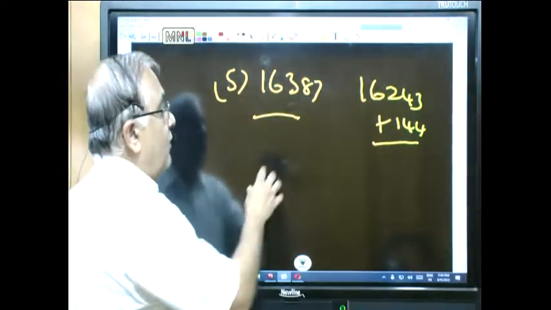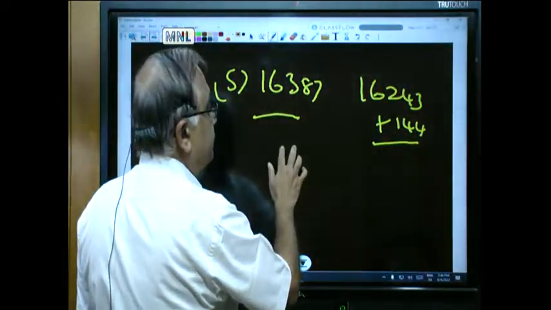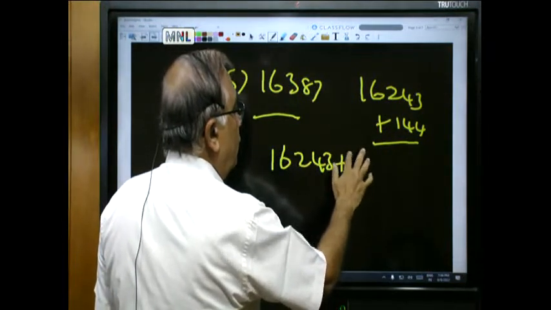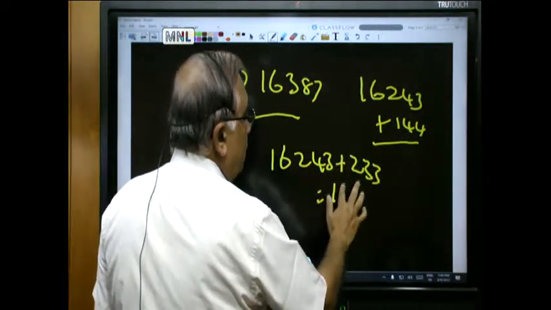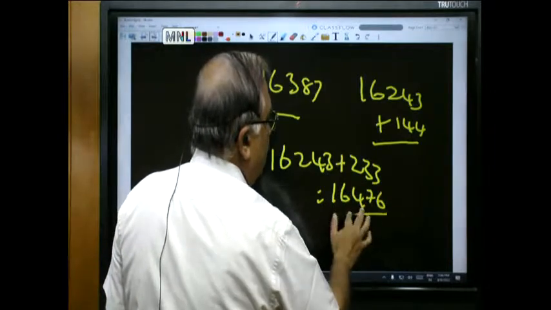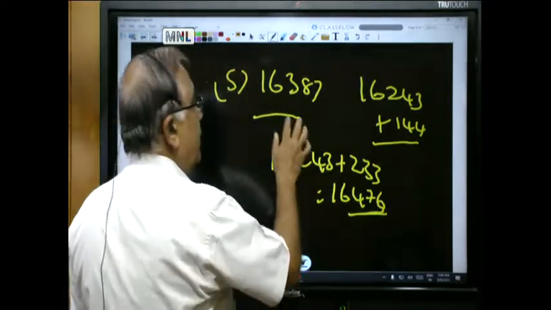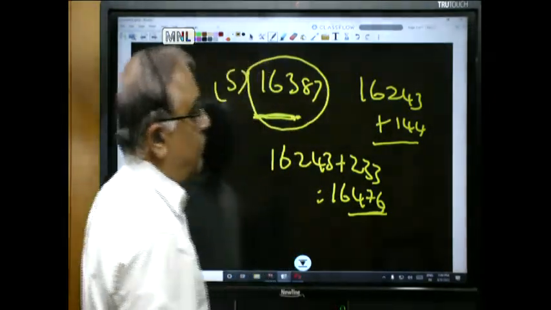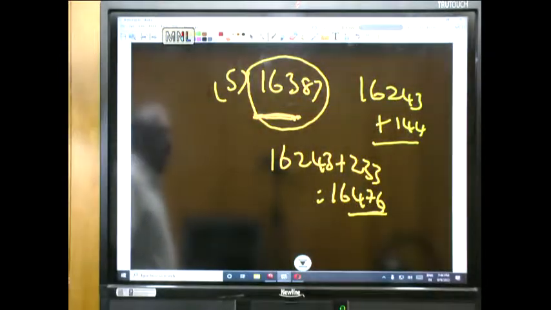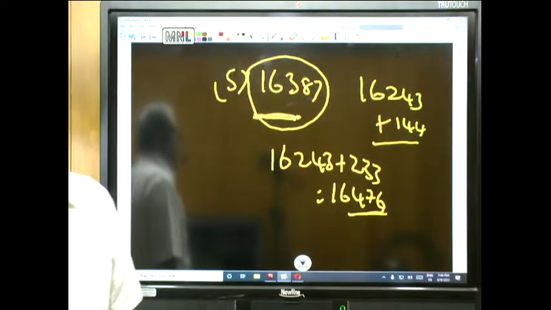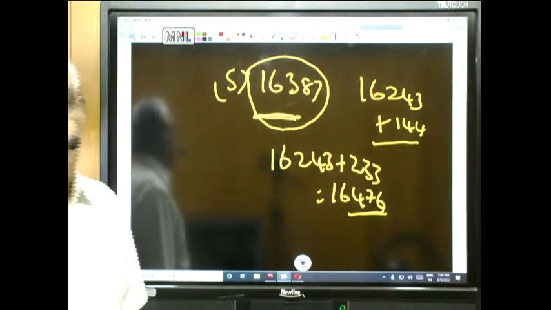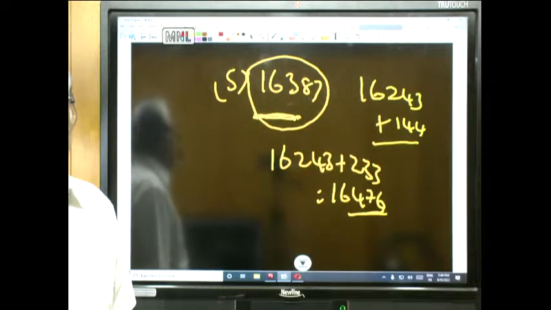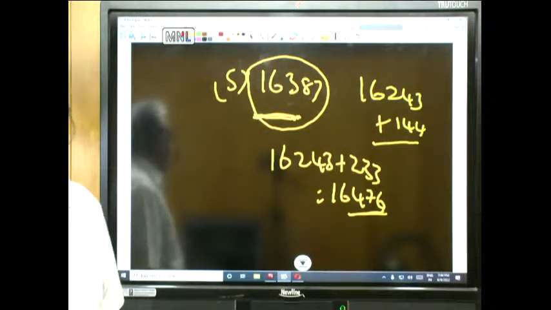Now it has gone to the next level, which is 16,243 plus 233, 16,476. So it has gone to this level. Since it has gone to this level, we can use the previous level, 16,387, as a stop loss. So if it starts to fall below 16,387, we can be looking towards being on the short side, even on an intraday basis.